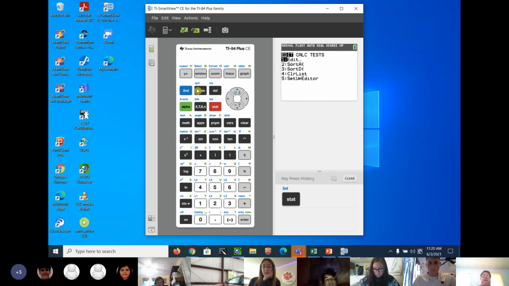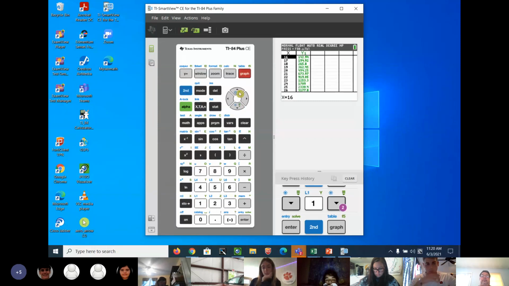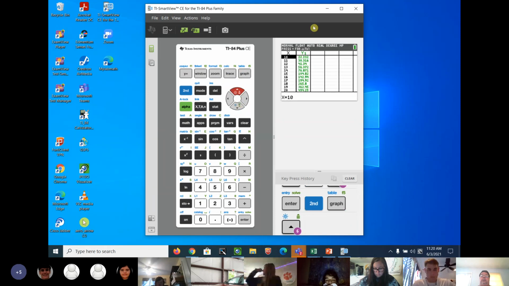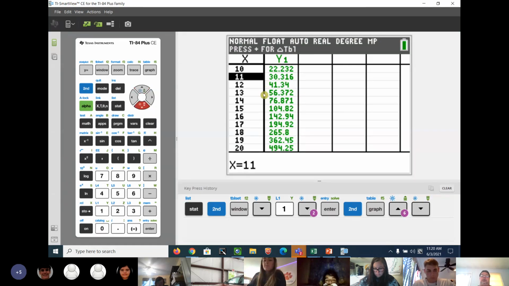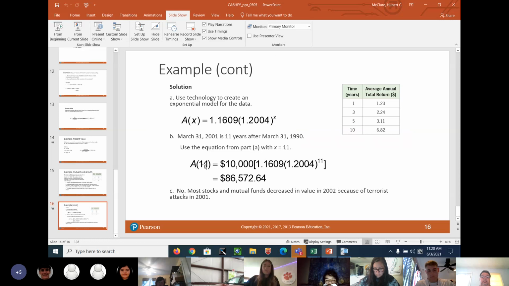And let's go back to Zoom table set. I'm going to change that back to 1, and I'm going to change that back to auto. And now we can go and find 11. And there's 11 right there. I'm going to blow it up for you. 11 is 30.316. And they got it 11.